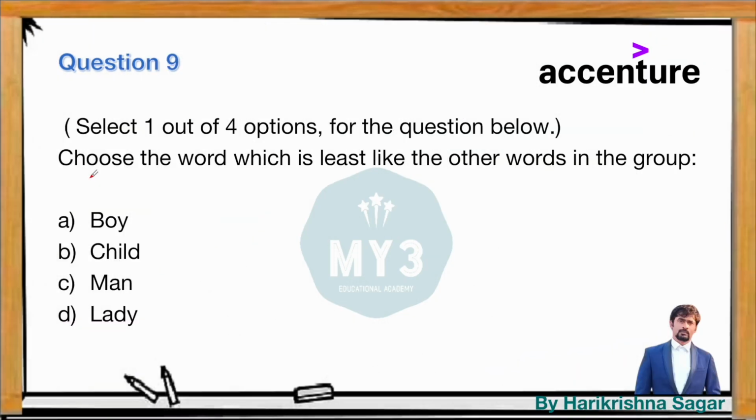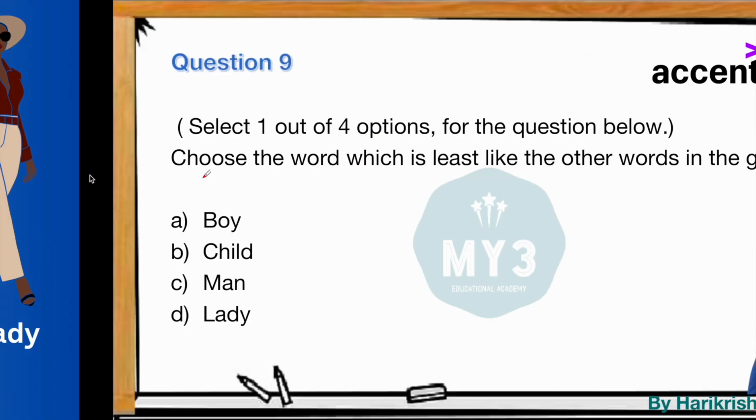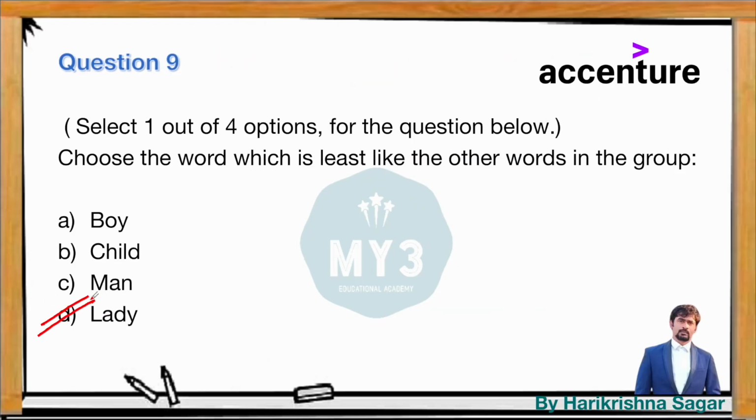Boy, child, man, lady. What is the odd man out here? If you observe, boy, child, man and lady. So lady is the only one which is different when compared to this. So mark the answer choice as going to be option D, which is lady.